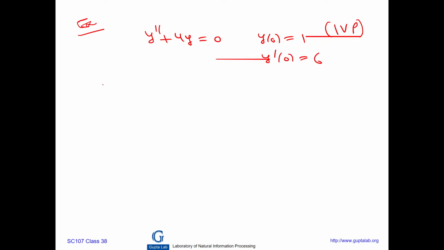So take the Laplace transformation on both sides. Is equal to Laplace transformation of 0. By the way, what is the Laplace transformation of 0?